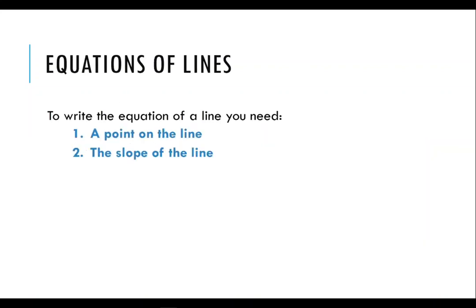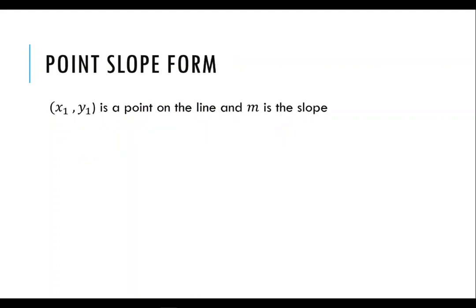To write the equation of a line, you're going to need two pieces of information. Now, here you can have the point on a line and the slope of a line, but there's two other pieces of information you can have, and that is you could have 2 points on the line, because if you have 2 points on a line, you can always find the slope. So as long as you have either a point on the line and the slope of a line, or 2 points on a line, you can always find the equation of the line.